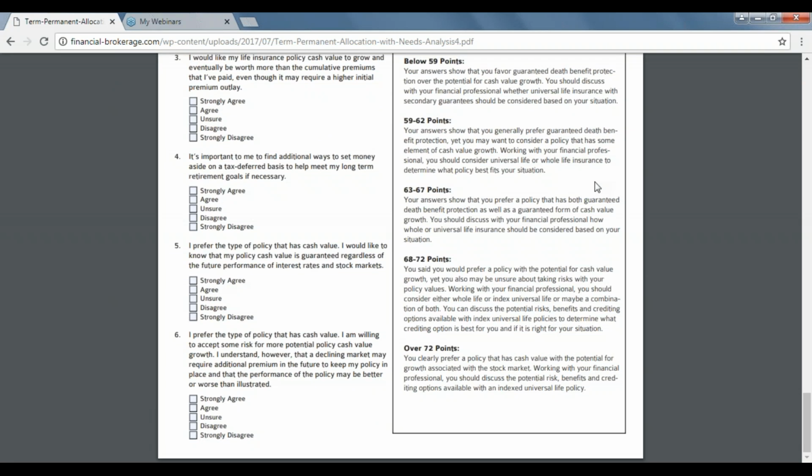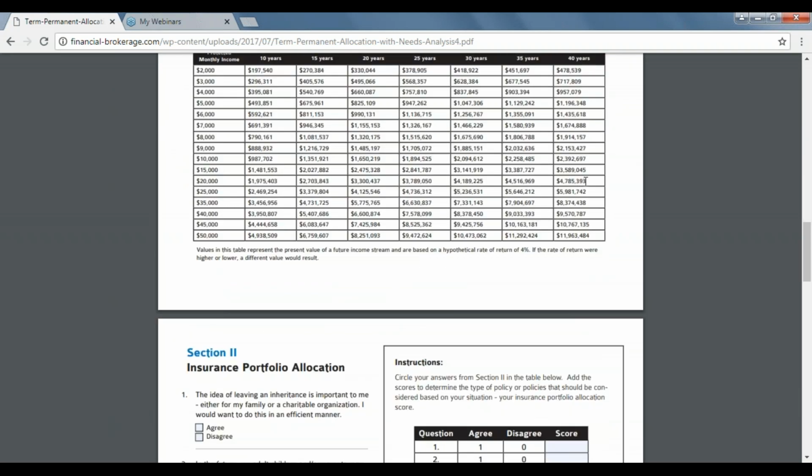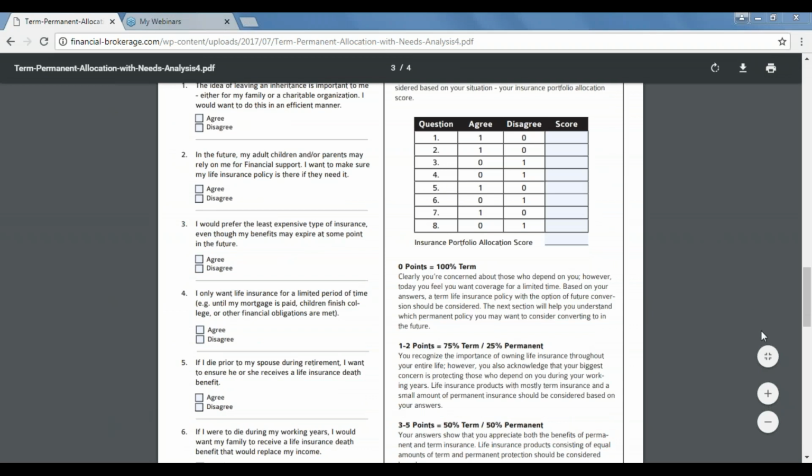Again, pretty simple, and this is unique too. I don't know of another marketing company that has a life insurance allocation tool that you can use with your clients. So that's something very unique that we can bring to the table here for you at Financial Brokerage.